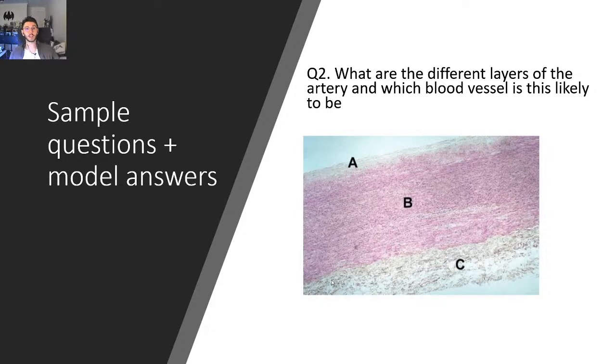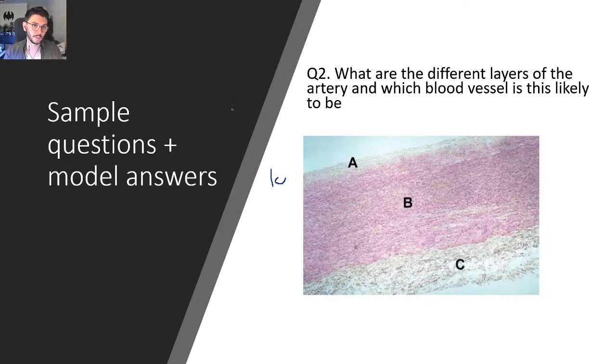So right here we're looking at the different layers of the arteries and which blood vessel this is likely from. So we need to identify which is the inside and which is the outside. And as you can see, both ends are white. So which one would it be? Now what we know about the tunica intima is that it's 1 cell thick, right? 1 cell thick. So it can't be C, it has to be A.